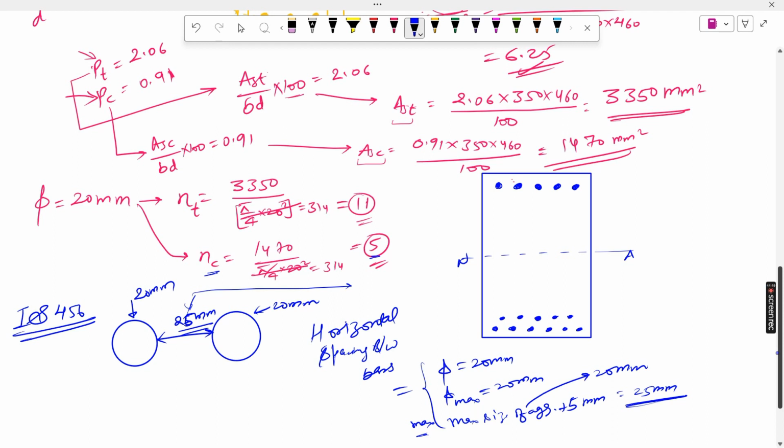So what is the spacing? It generally comes out as 25. If the diameter of the bar is less than 25, you just have to memorize this: then the spacing should be a minimum of 25.